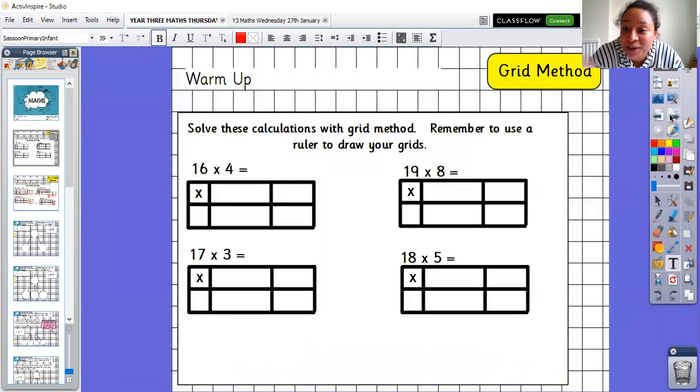So today we're actually going back to some learning that we did last week. So I want you to put that grid method practice into action. So pause the video here and have a go at these multiplications using grid method.